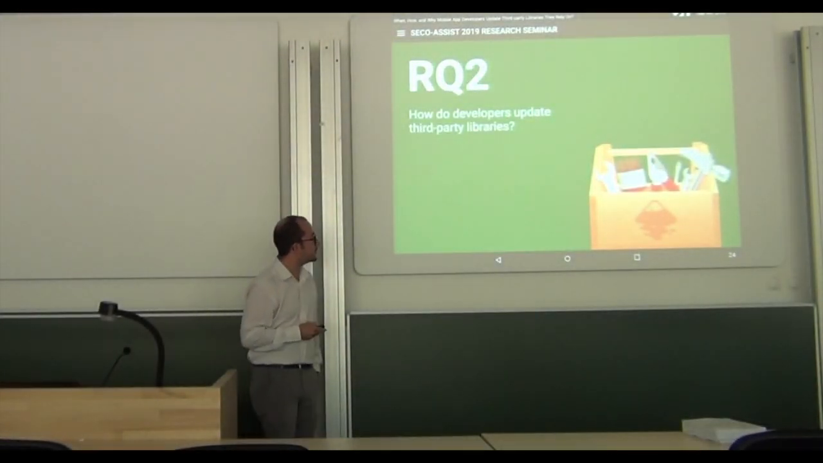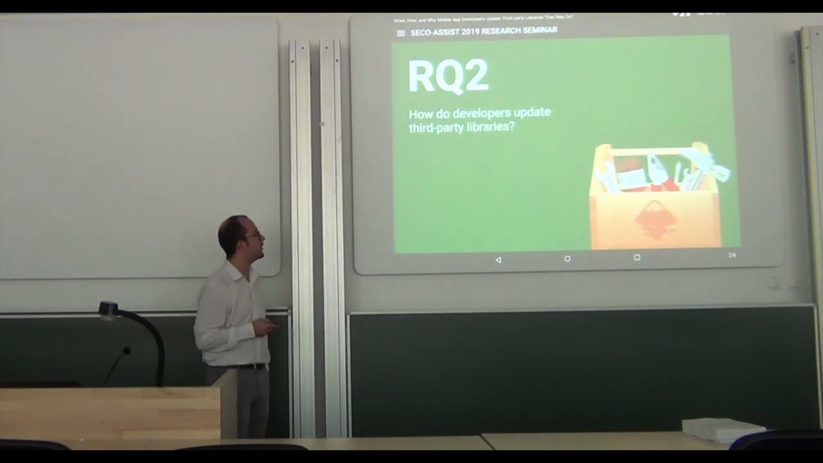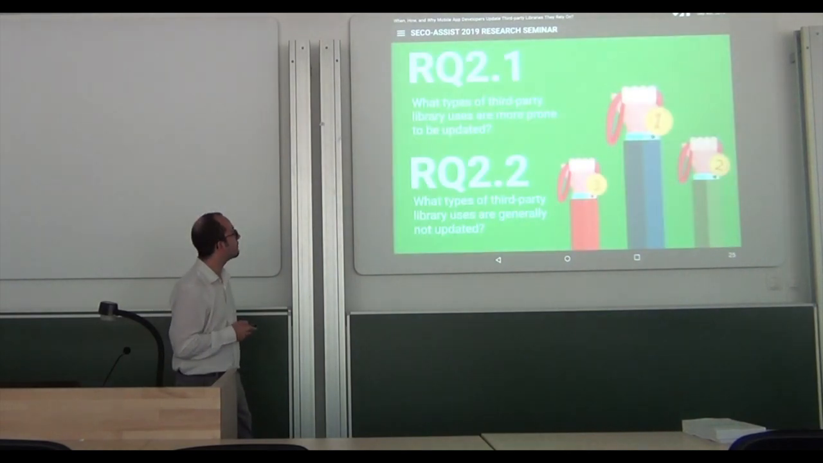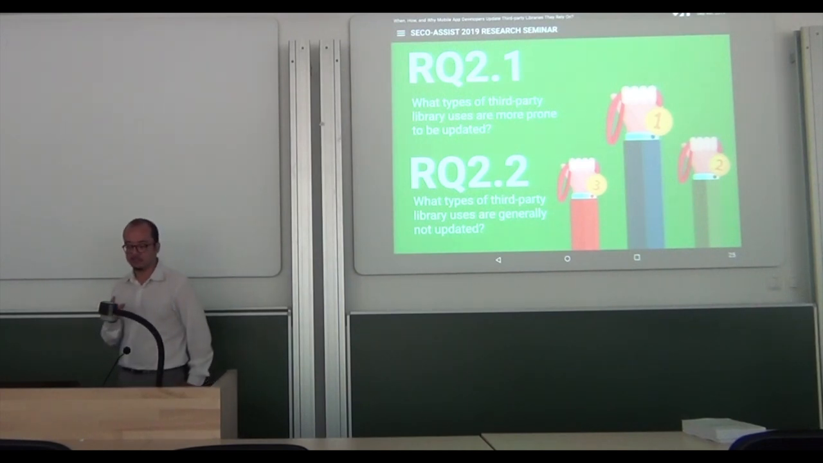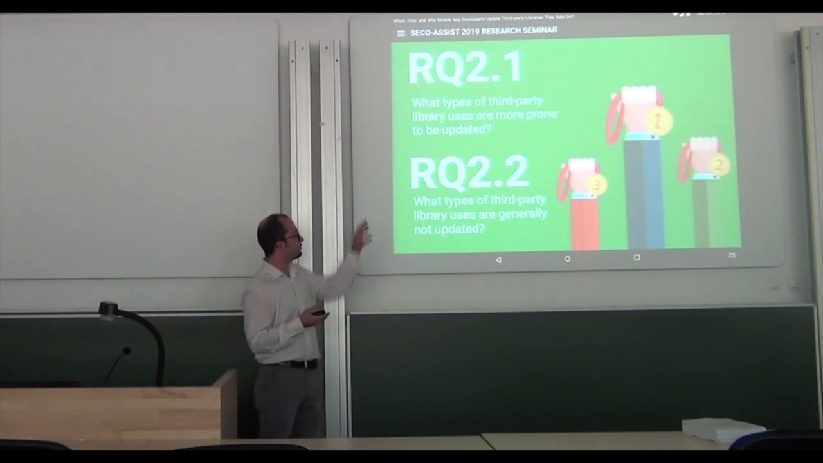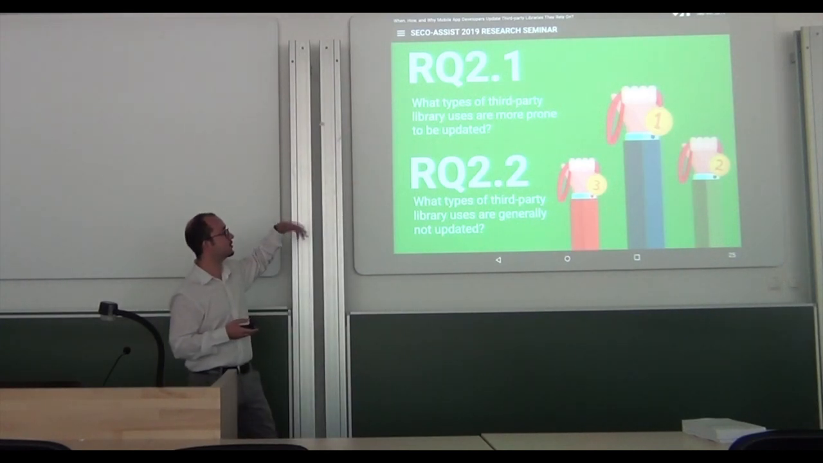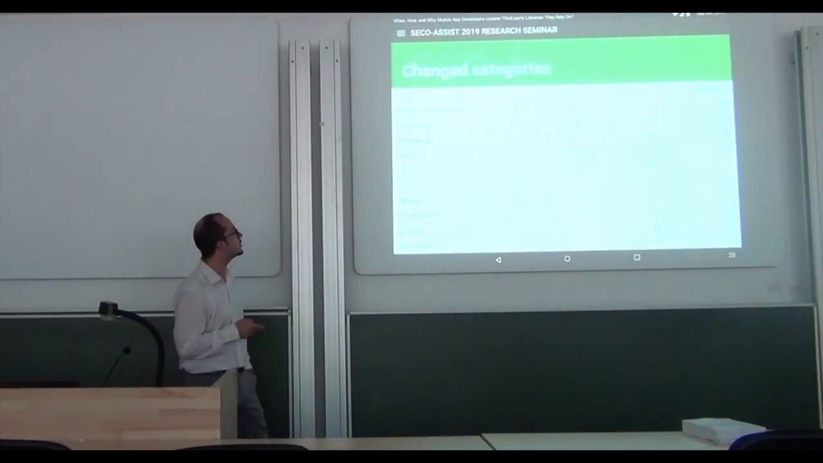Then, having a look at the single research question, we try to understand how developers update these libraries. First of all, we try to understand if it's related to the category of the library that they are using. So we split this research question into parts. The first was about which kinds of libraries were more prone to be updated, while the second was the opposite case: which ones were not updated by developers.